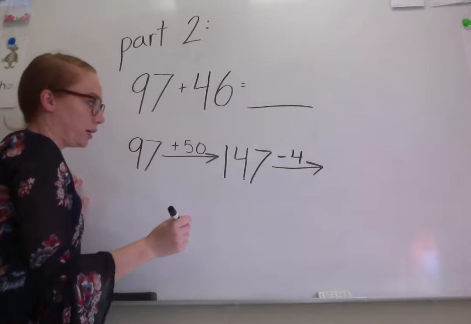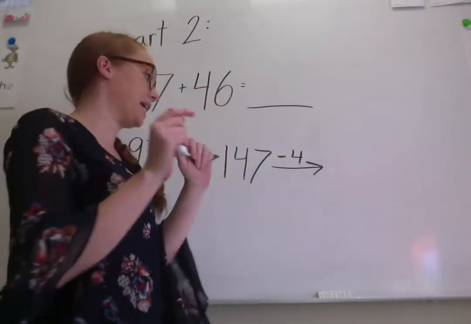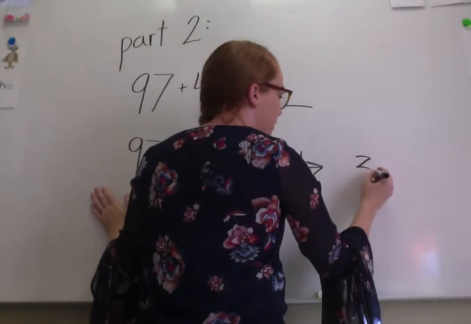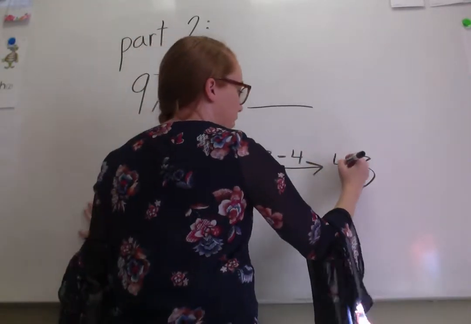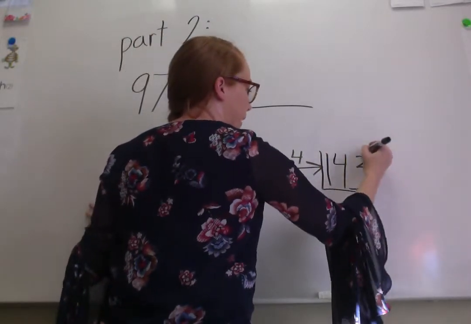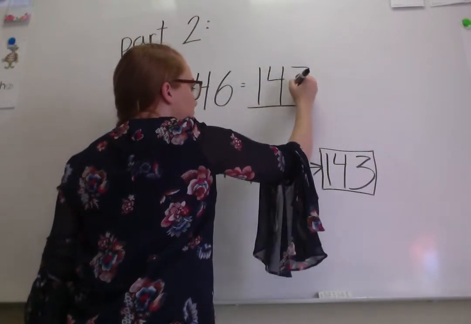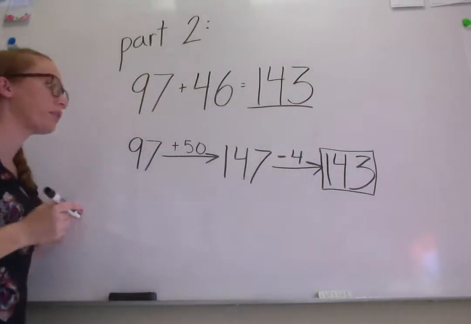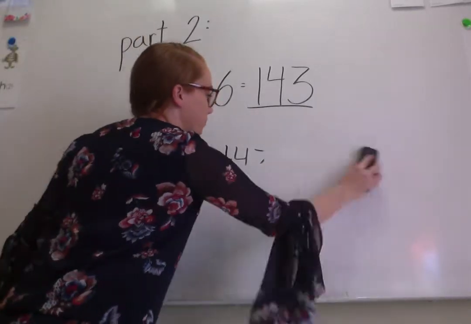7 minus 4. If I have 7 and I subtract 4, I have 3. So I'm going to have a 3 in my ones. 4 minus nothing is still going to be 4. 1 minus nothing is still going to be 1. Now I have my answer, and I'm going to plug it in. The students can use any way to solve, though. It's whatever they choose.